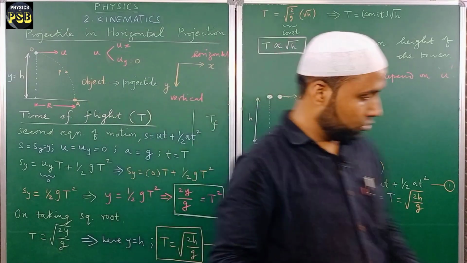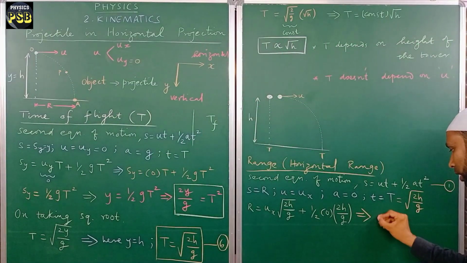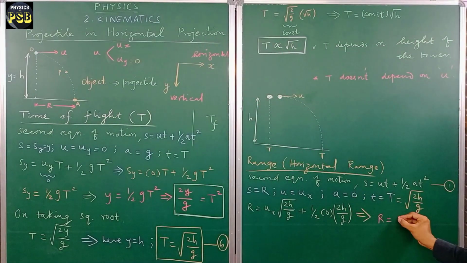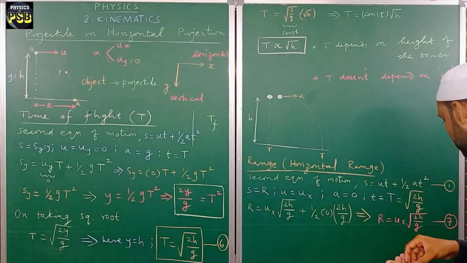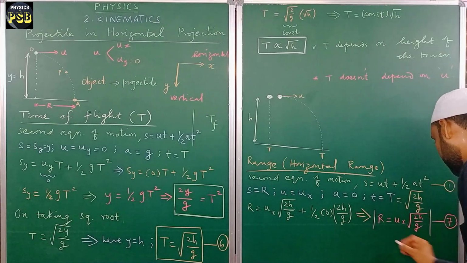R equals Ux multiplied with root of 2h upon g. Now what do we understand from this expression? I take it as equation number 7 and I box it for better visibility.